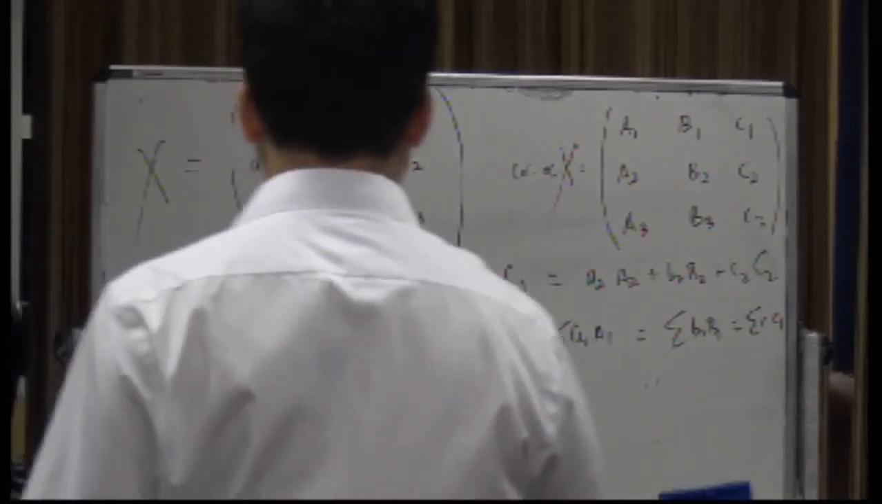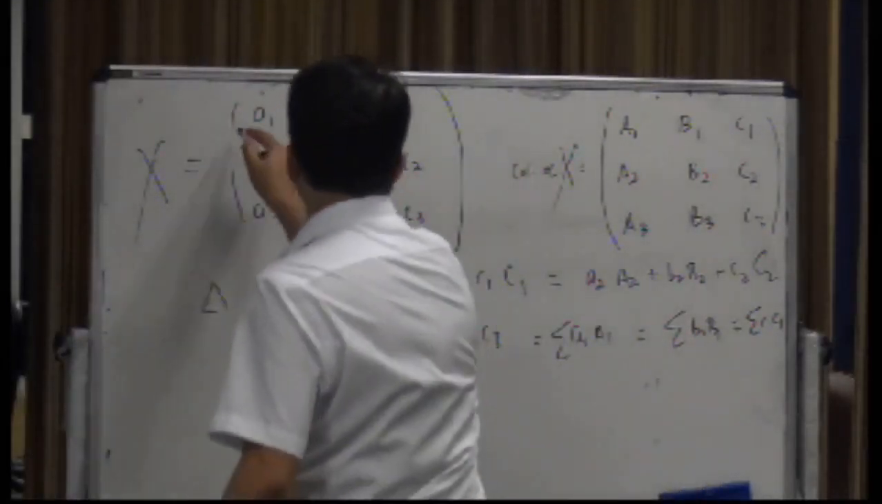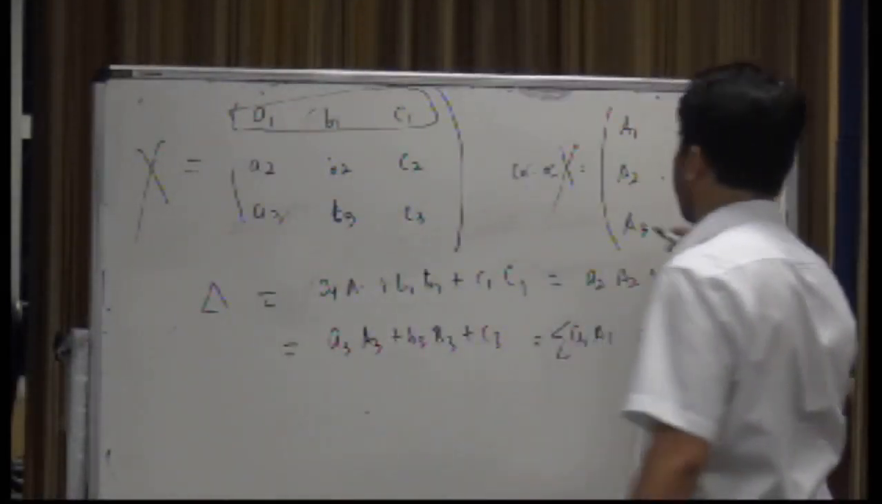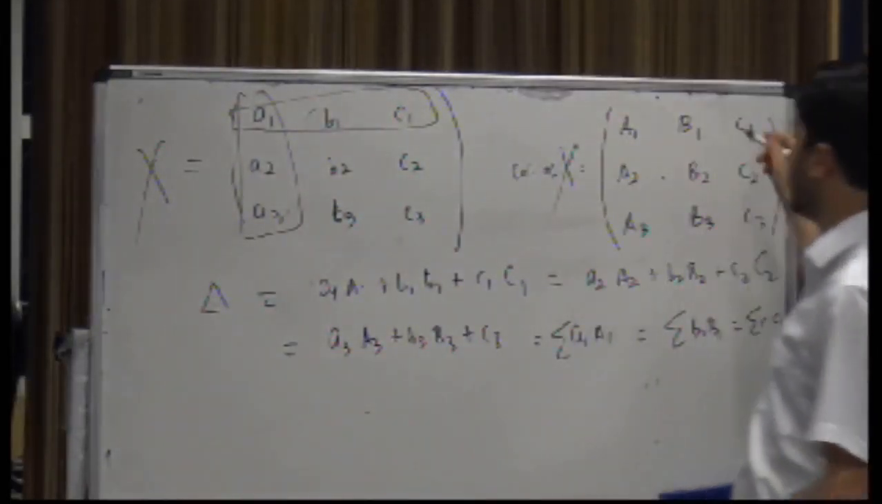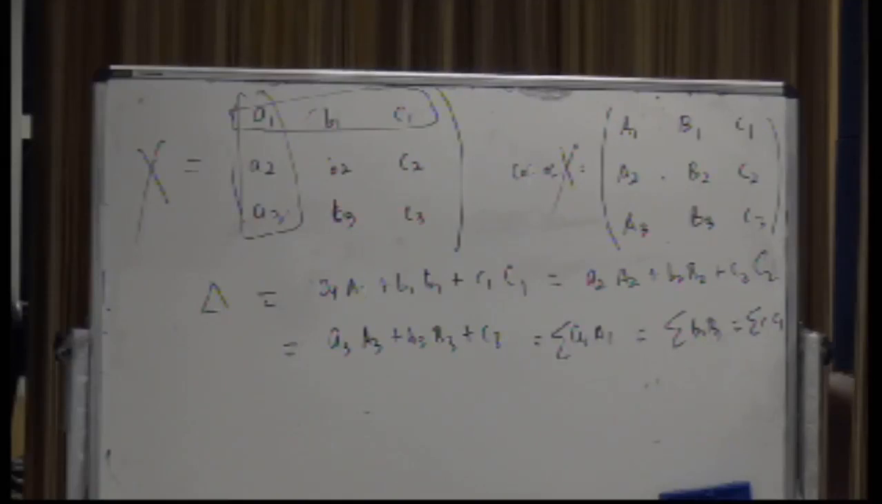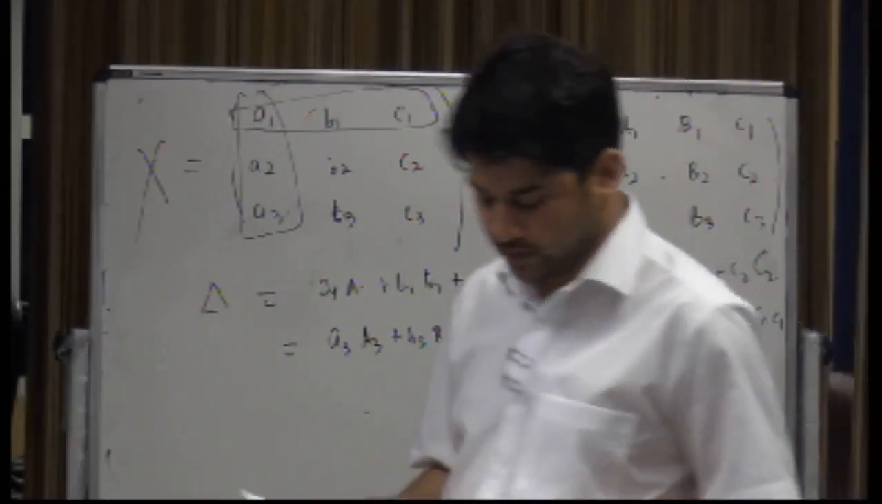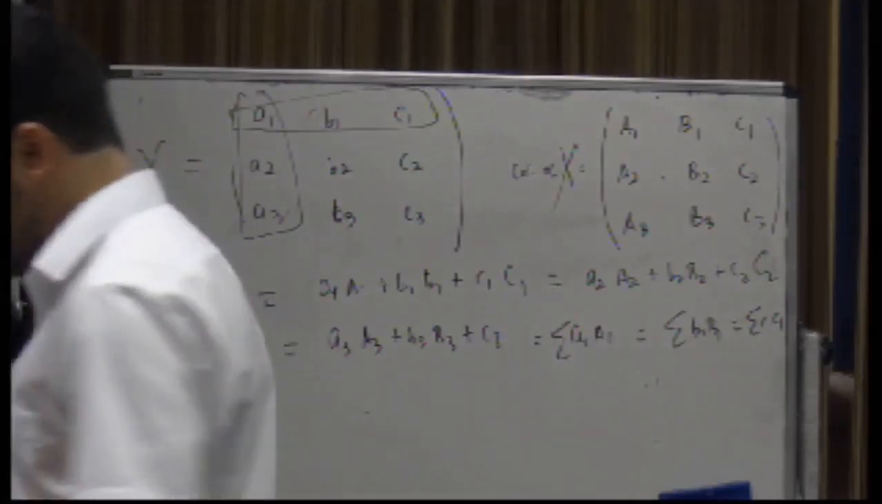And any other combination will result in 0. This guy going with these two guys, 0. This guy going with these two guys, 0. Always remember these two strong properties. If you multiply the elements of a row or column with the cofactors of another row or column, the sum of products will be 0. So I hope everybody understands the cofactor matrix.